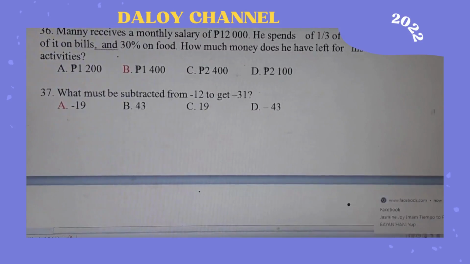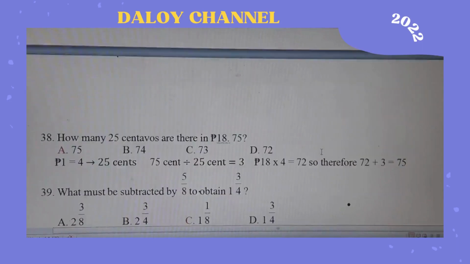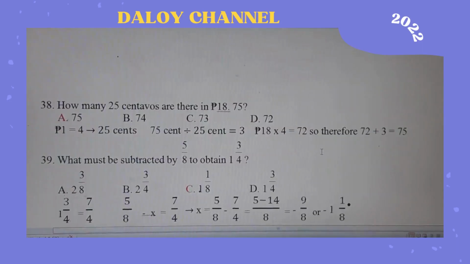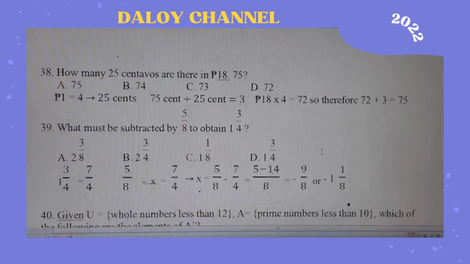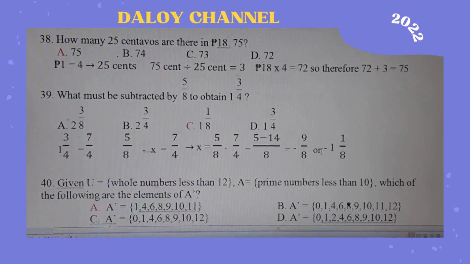Number 37. What must be subtracted from -12 to get -31? Number 38. How many 25 centavos are there in 18.75 pesos? Number 39. What must be subtracted from 5/8 to obtain 1 3/4?